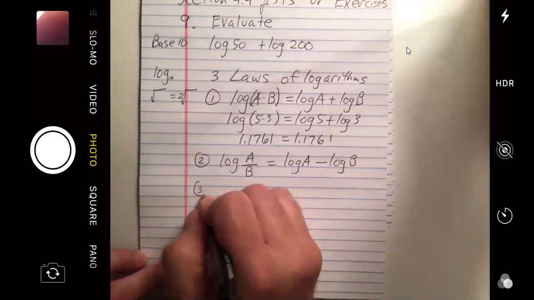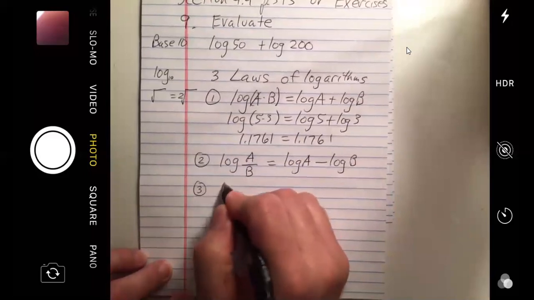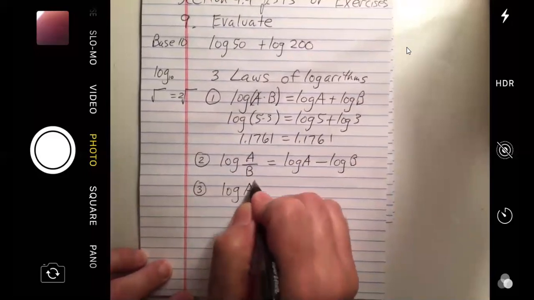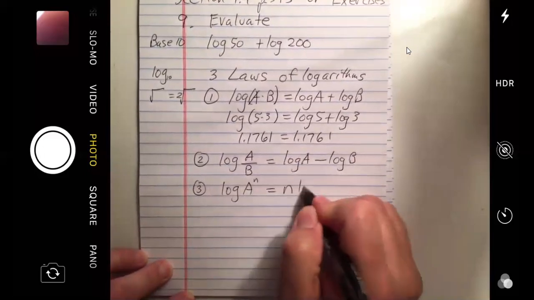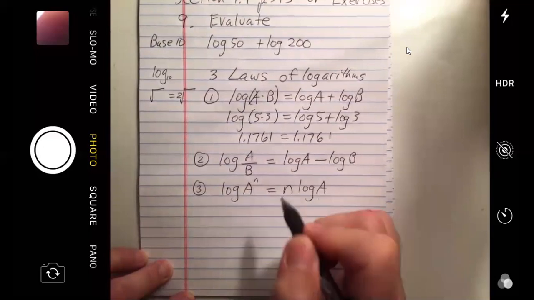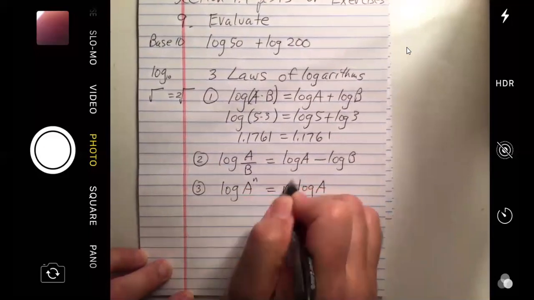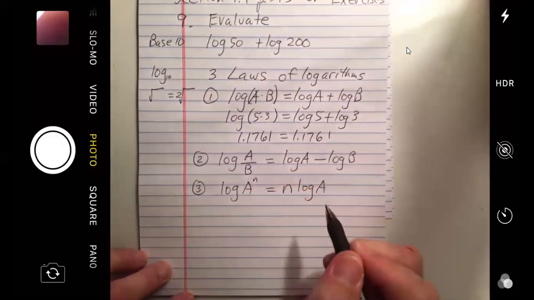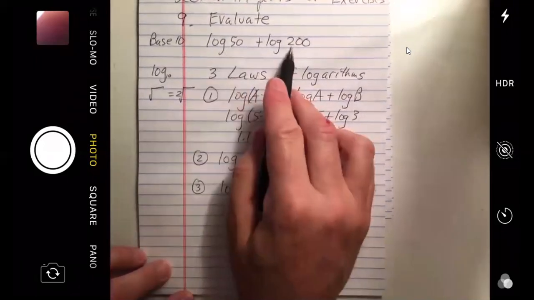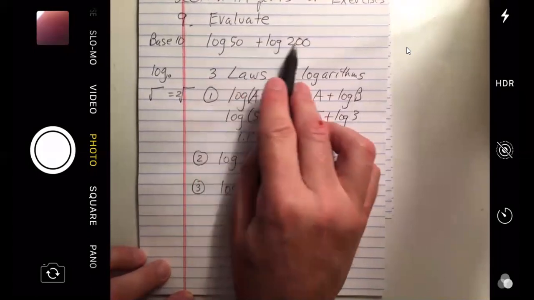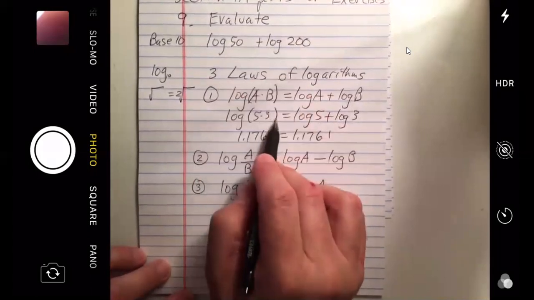Third law: I have log of a to, say, the n power. I have n times the log of a. Powers are coefficients. Coefficients can be put back up as powers. So how does this apply to this one? Well, with all positive logs, it matches law 1.